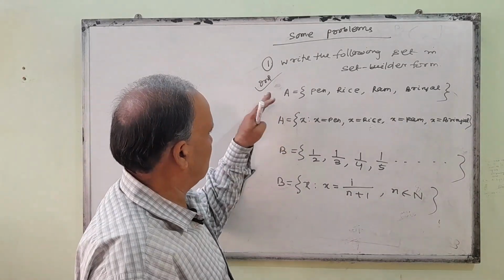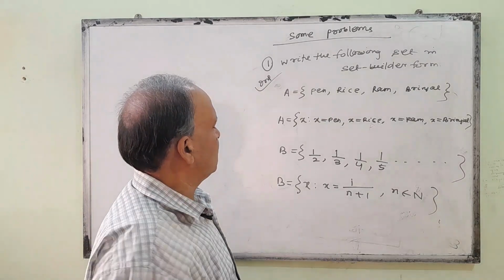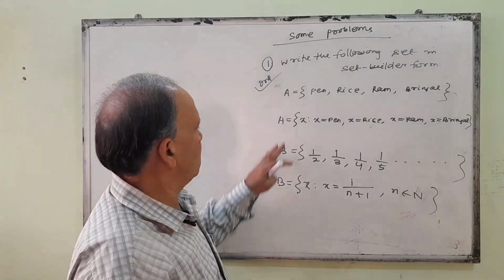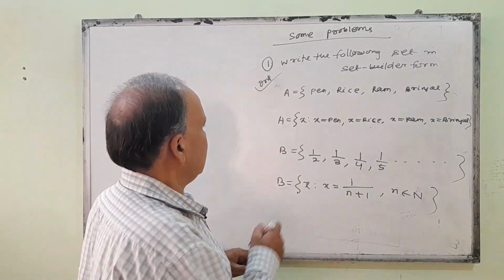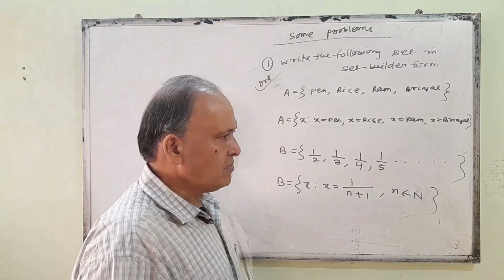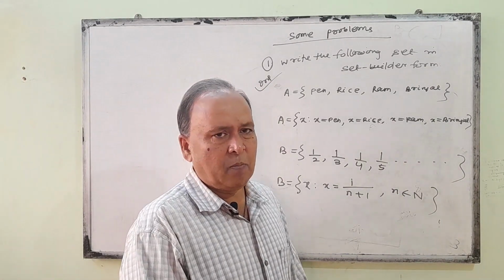Here you remember this question is very important. If the elements are of different categories and have different properties, then you can write in set builder form like this. So this is the first part of set theory. In the next part, we will read about set operations.